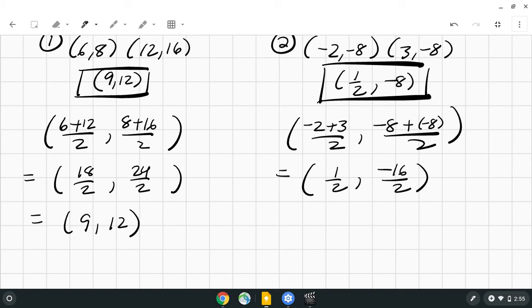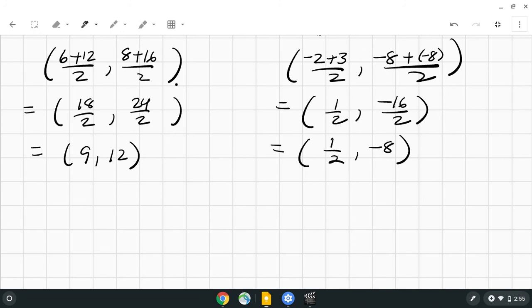So simplifying these, 1/2. And then over here is actually negative 8. Okay, so that's how you get your answers. All right, very good.